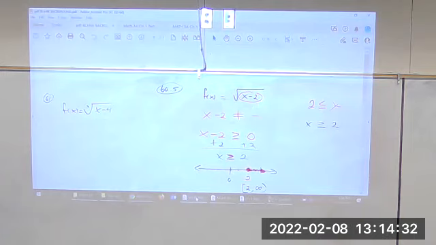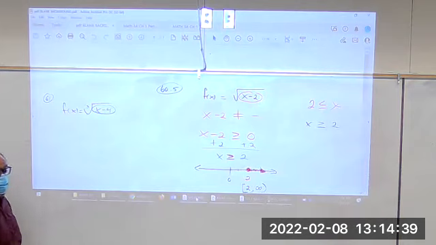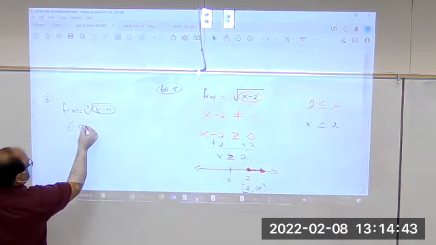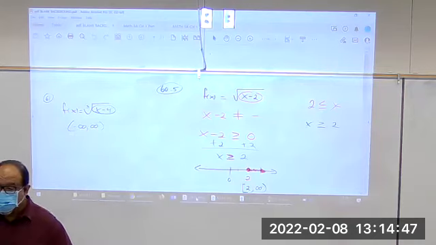So if nothing's going to cause an odd root to go bad, this x minus 4 could be anything you want, which means x could be anything you want. The domain is just negative infinity to infinity. It's all real numbers. Okay.